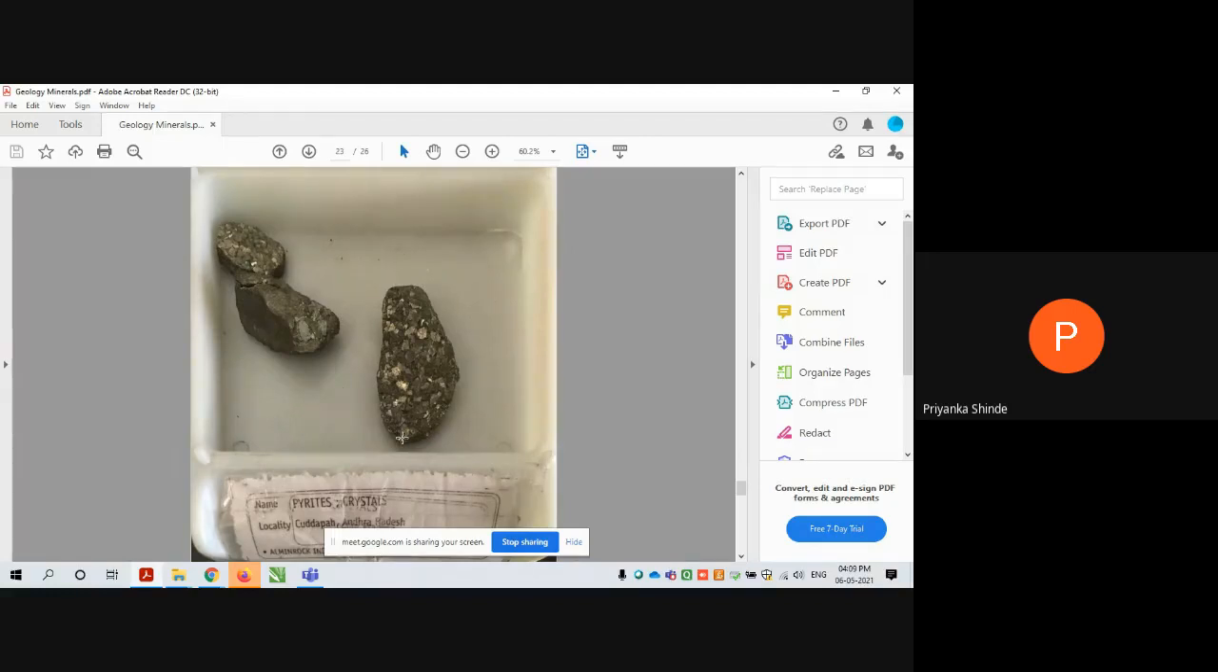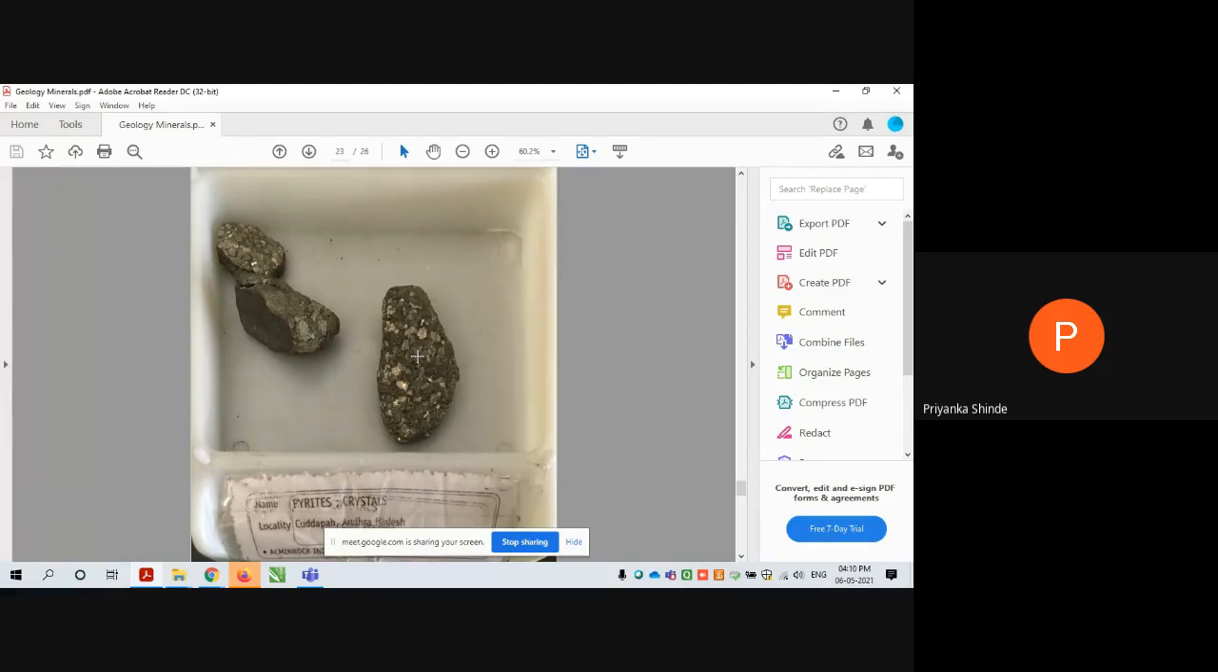Then the important one is pyrite, which is also called fool's gold. The color is bronze yellow, but if you check the streak of this, it will give a greenish black streak, black color streak you will find on the streak plate. If you rub the gold, you will not get a streak on the streak plate for the gold. But pyrite, if you rub, you will get the black color streak.